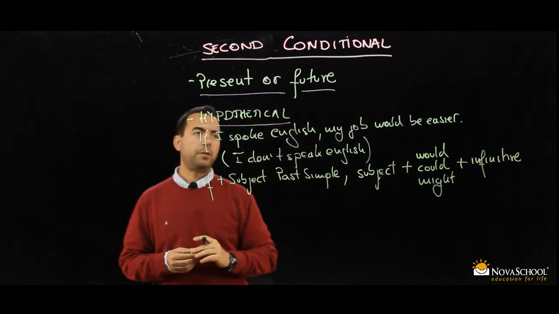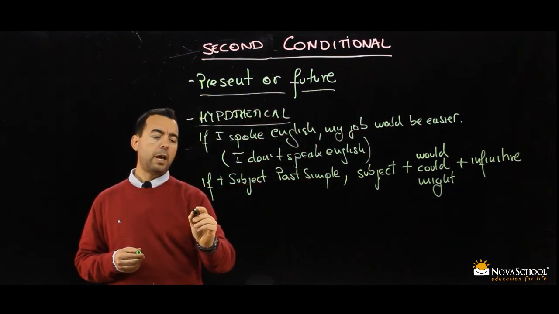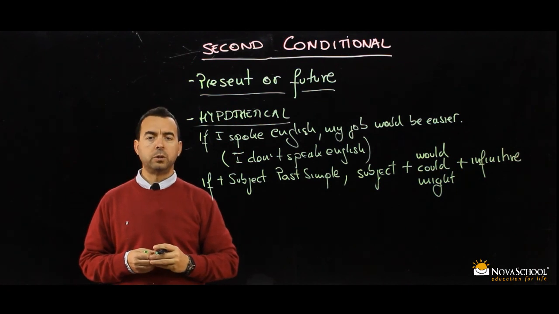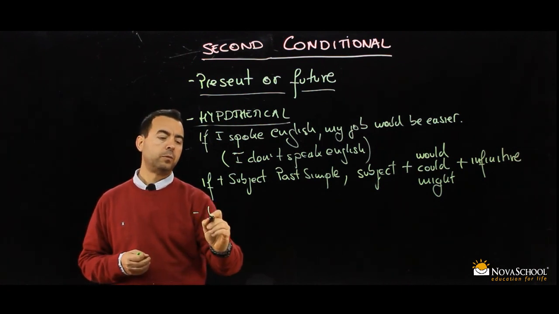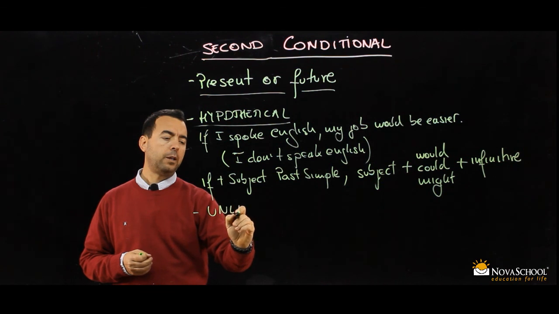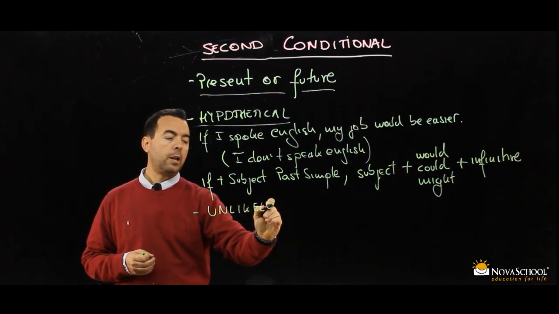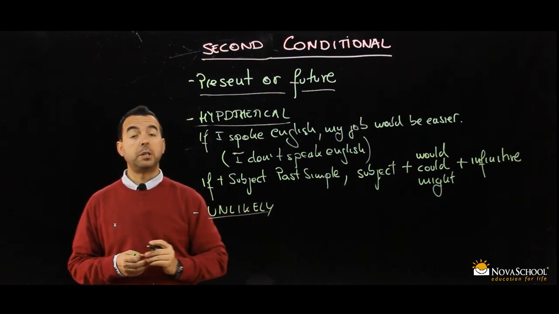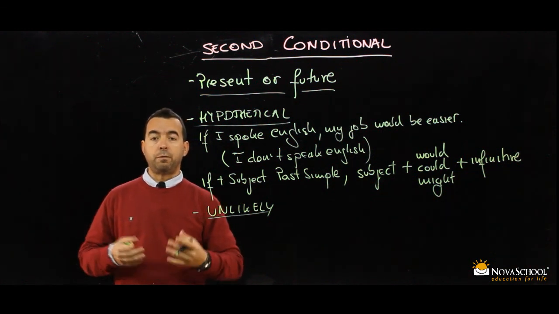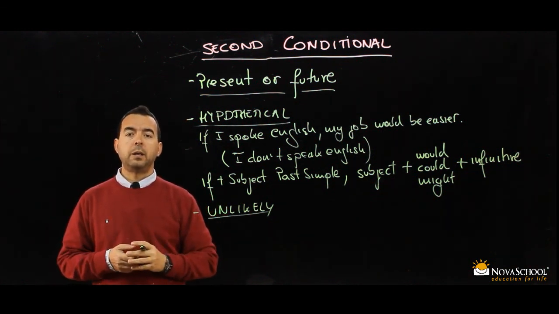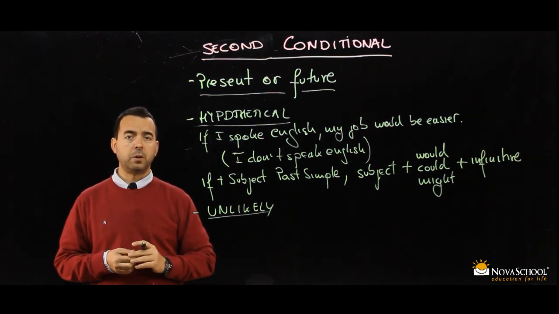So apart from the hypothetical one, we could also have an unlikely situation. What does unlikely situation mean? We will write here unlikely. Unlikely means that it's not probable it happened. For example, if I were taller, I would play in an NBA team. As you can see, I'm not tall enough to play in an NBA team. For that reason, this is unlikely. I think that I will not be taller so far.